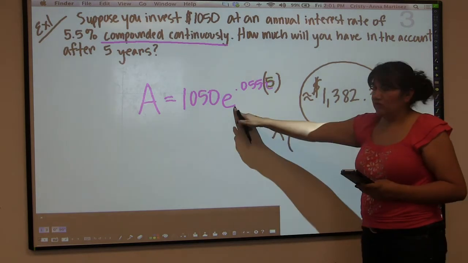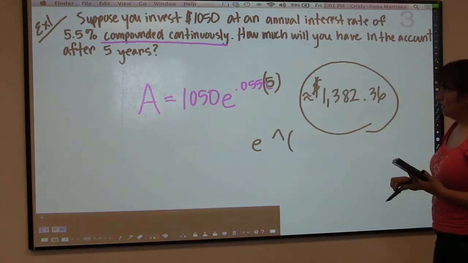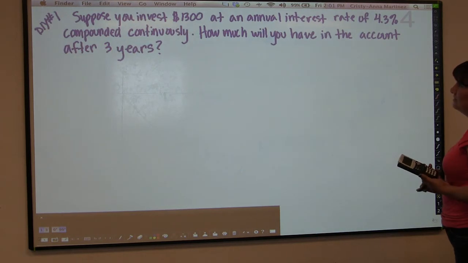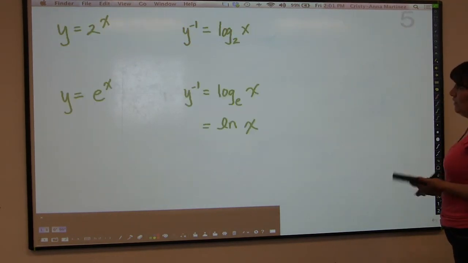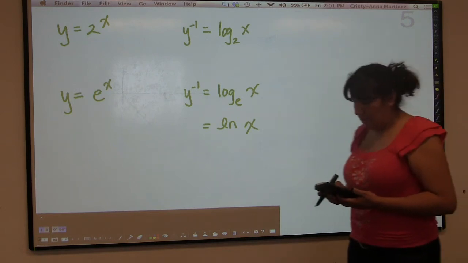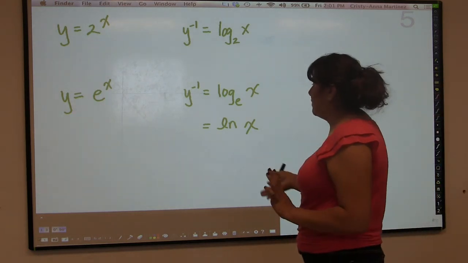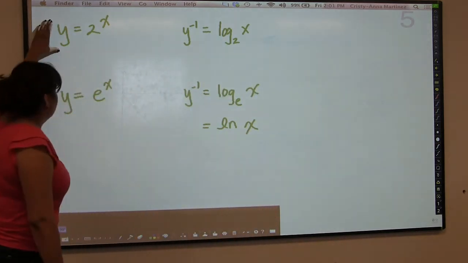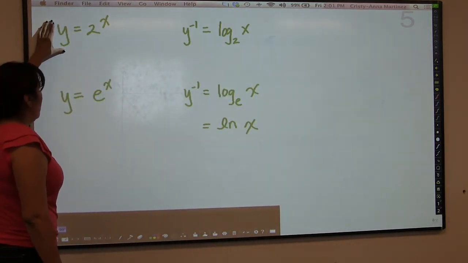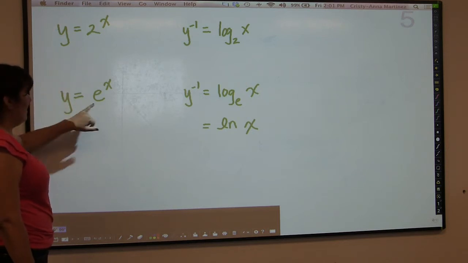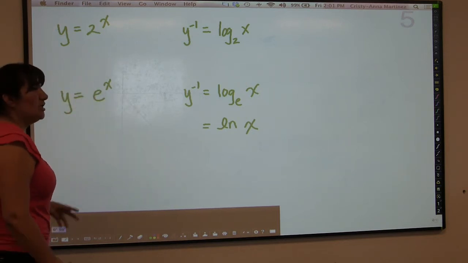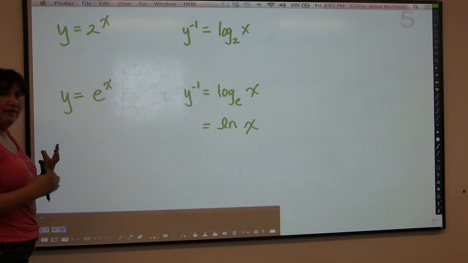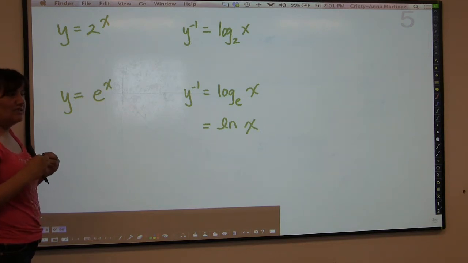Just got to get familiar with using the letter e when it's continuous compounding. So now you can try this one, and then we can get back to why we're really here, which is logarithms. Okay? So I wanted to kind of recap just a little bit for you. You will remember that we already talked about exponential functions like y equals 2 to the x. You can have an exponential function with the base of e instead of 2. It's just you've got to get comfortable with the letter e and understand that e is not a variable, even though it's a letter.